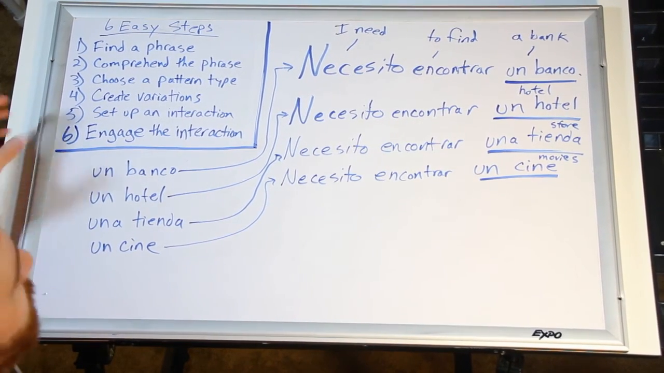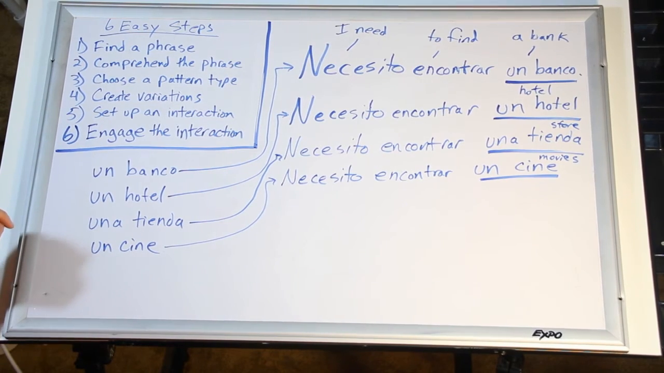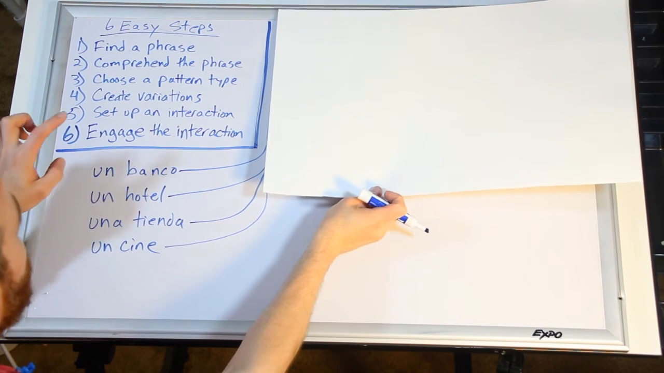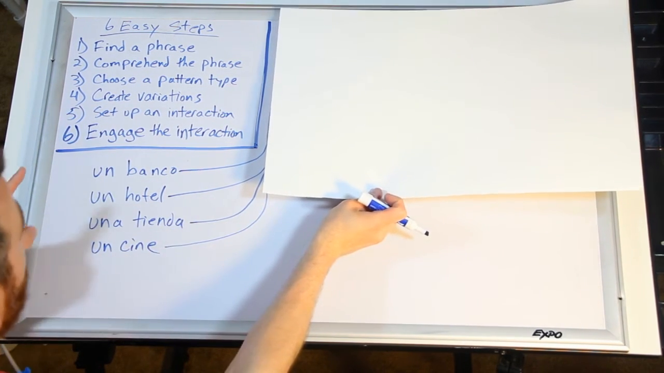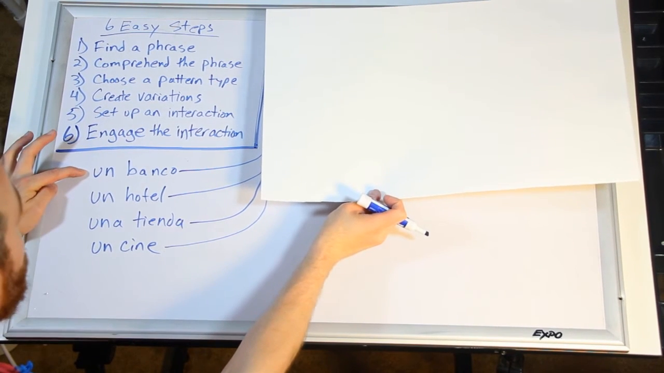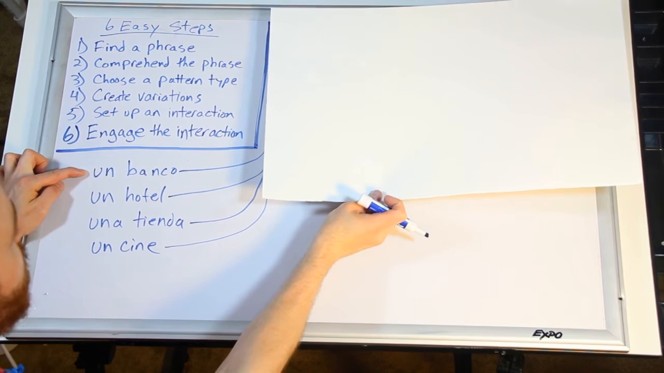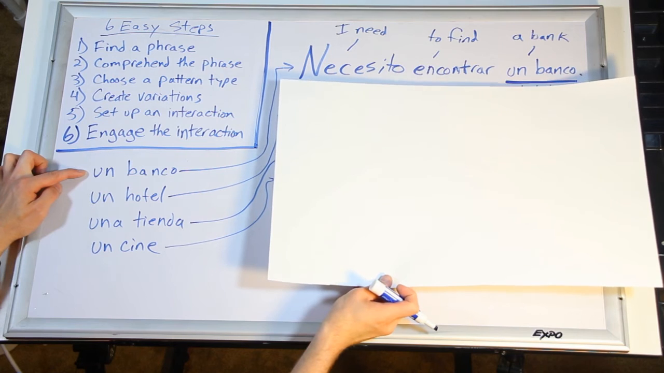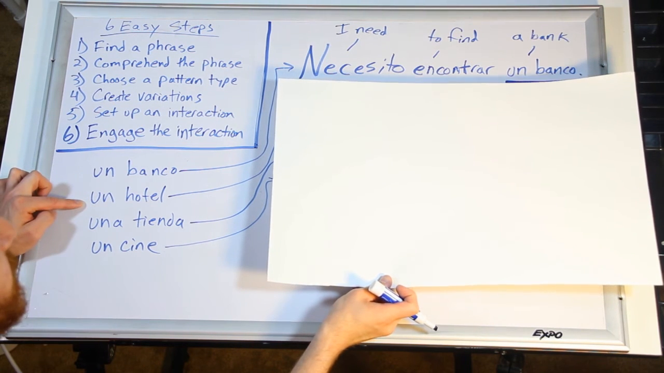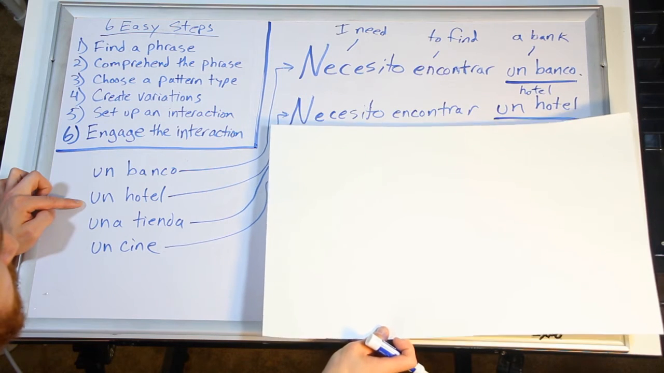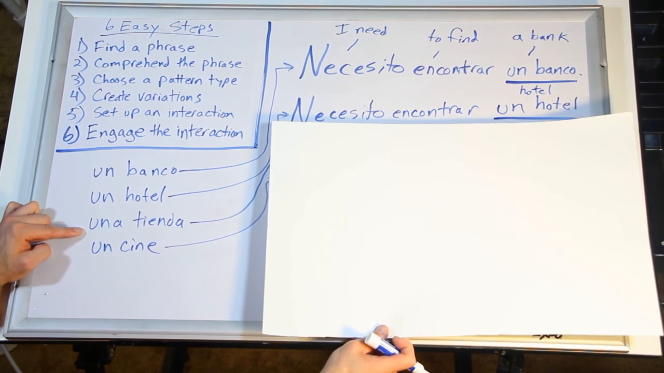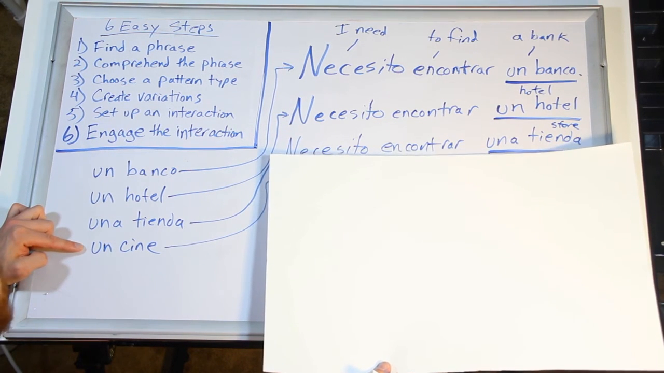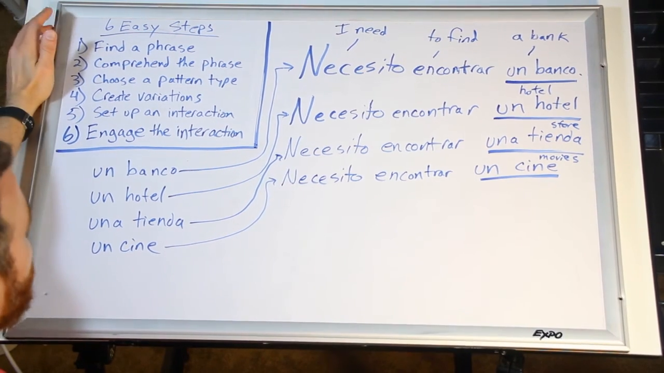So now that we've set up the interaction, we want to put it to practice. Step 6 is engage the interaction. And the way we do this is we hide the response, we read the prompt, and then we give the appropriate response out from memory. So un banco, do you remember what the phrase was? Necesito encontrar un banco. And then we check ourselves. Yes, necesito encontrar un banco. Un hotel. Necesito encontrar un hotel. Then we check. Yay. Una tienda. Necesito encontrar una tienda. Un cine. Necesito encontrar un cine. And that is the gist of the interaction pattern.